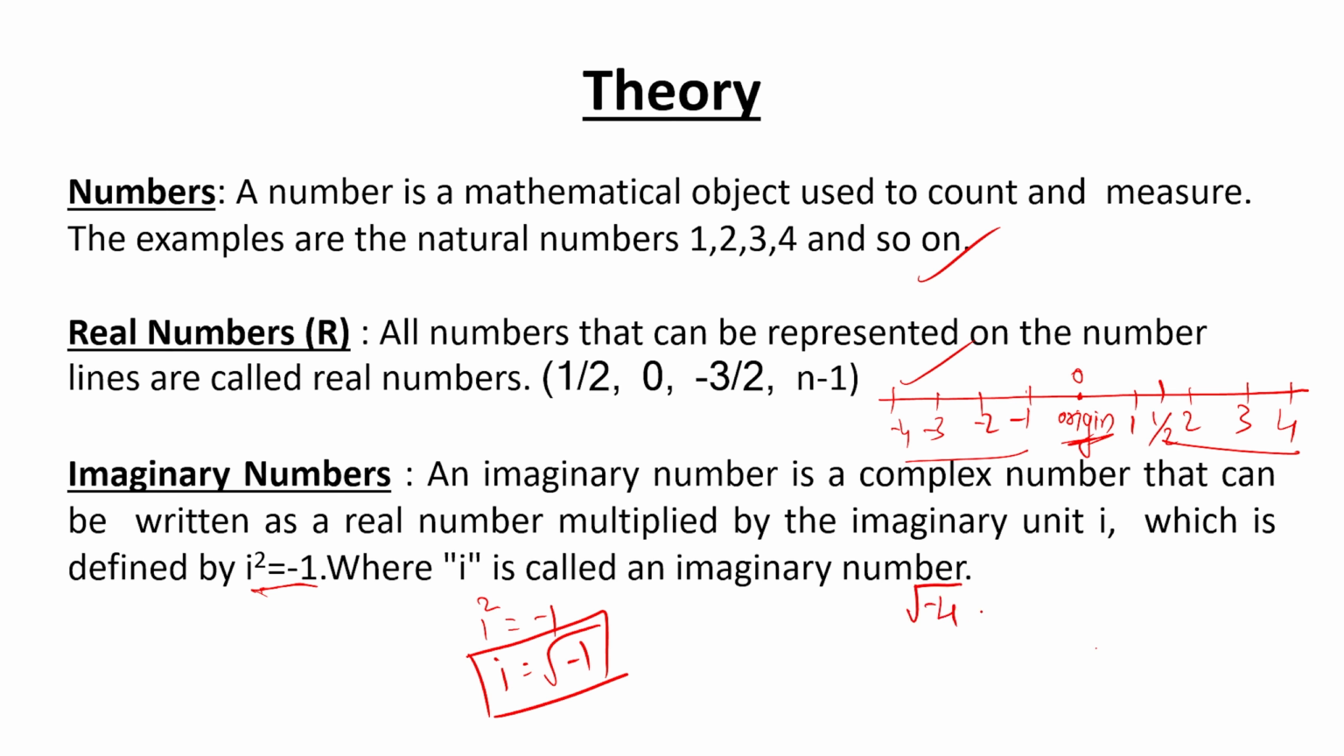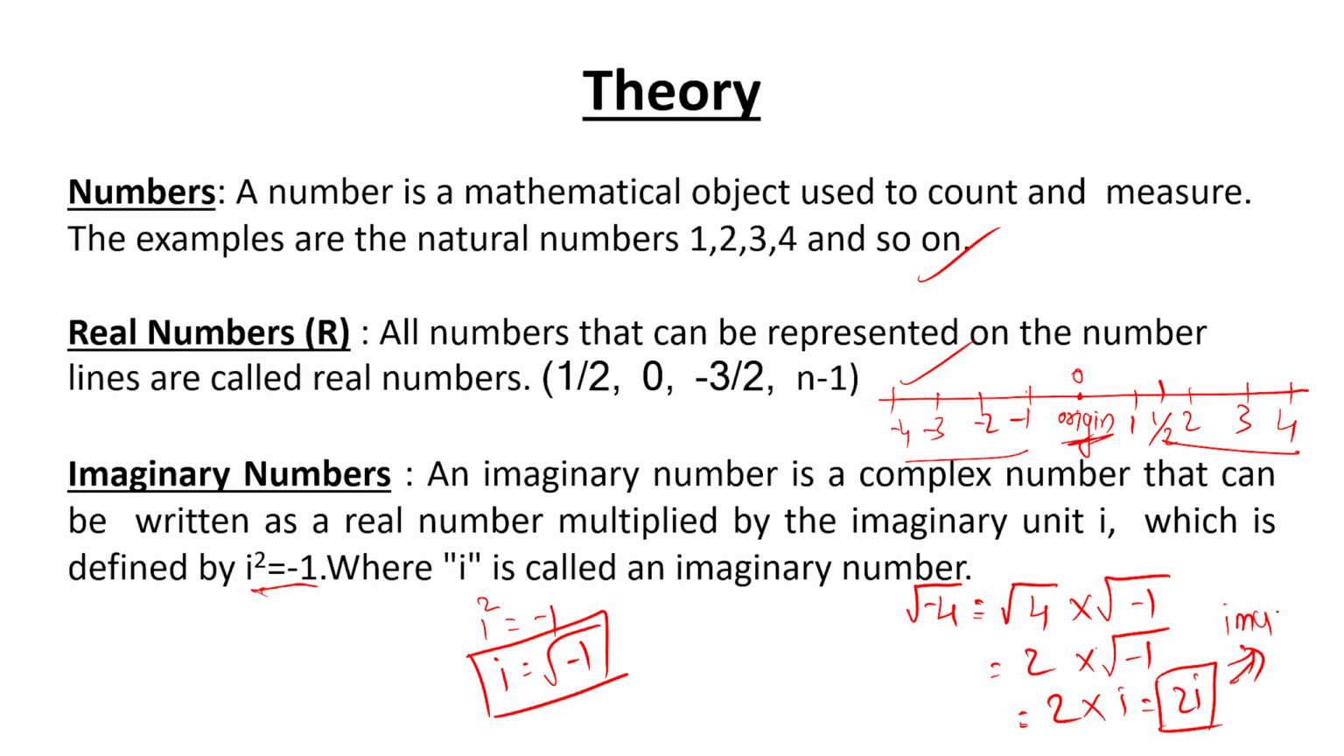Since we send the square to the other side, it's going to be minus. Remember this one, this is important. Square root of -4, we can even write this as square root of 4 into square root of -1. Square root of 4 is equal to 2, into square root of -1. And we can write it as 2 into i, since we already know square root of -1 is i.